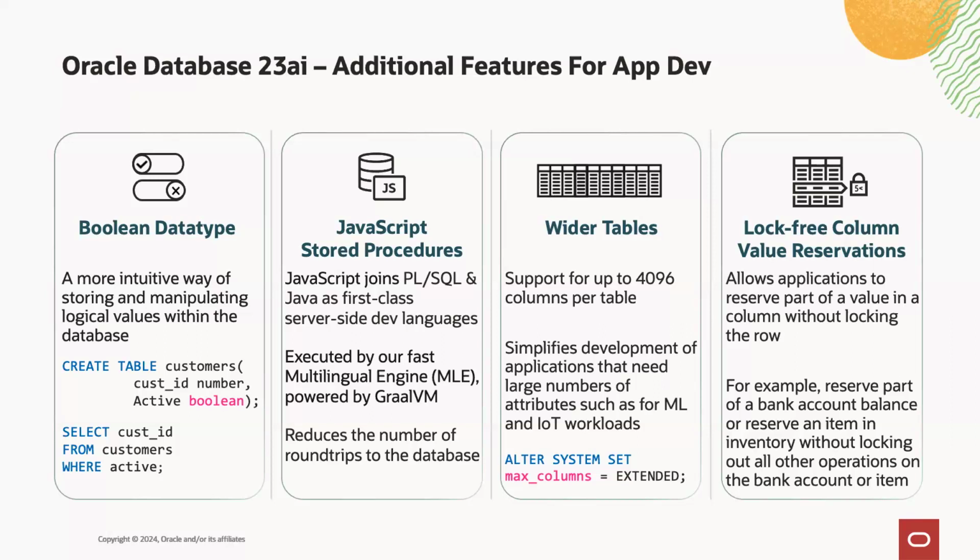So it provides a native way of storing your Boolean data type. And we have things like JavaScript stored procedures you can use, which can be executed by a fast multilingual engine. And we also have wider tables, right? For example, we have support of 4096 columns per table, right? So you can do that by using alter system set max columns to extended. And also we have the lock-free value reservation feature as well.